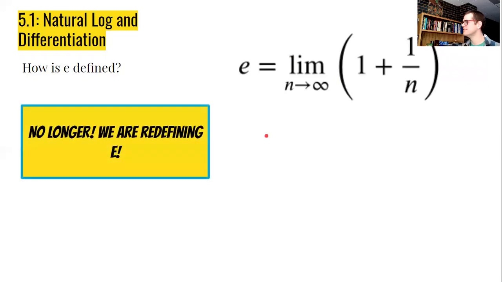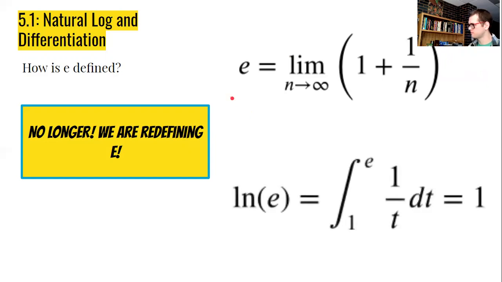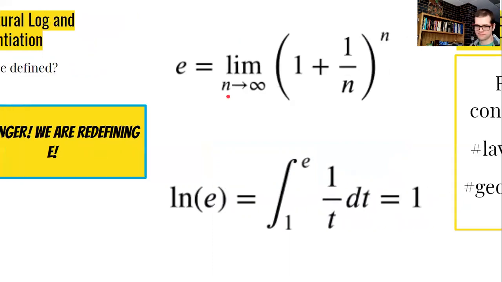No longer. We're redefining e. e is going to be defined a different way. e is going to be the number that when I plug it into natural log, the area from 1 to e under 1 over t dt is exactly equal to 1. So yeah, we're redefining it to be like that.